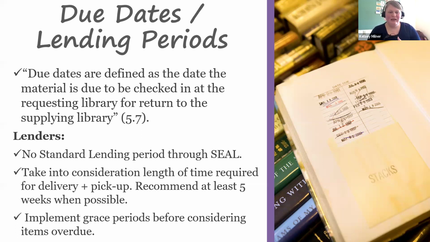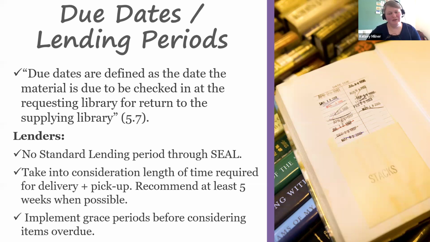A common question I get from Seal users is whether we have a standardized lending period in Seal, and we don't have any set lending periods for items that are shared on a regional level. So lending periods are always up to the supplying library. A lot of libraries do have their own preferences for lending periods, which can be based off of an item type. But it is really important when setting a due date to keep in mind the length of time that it can take for an item to show up, which can often be 2 weeks or more.